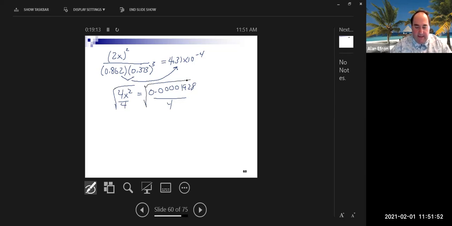If we divide by 4 and take the square root, it looks like we end up with an x value of 2.2 times 10 to the minus 3. Any questions on that?